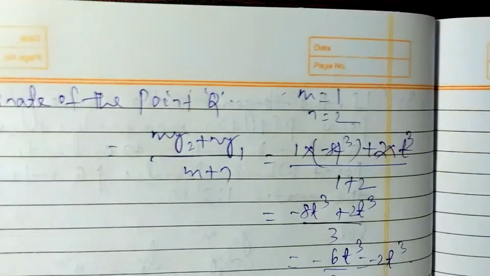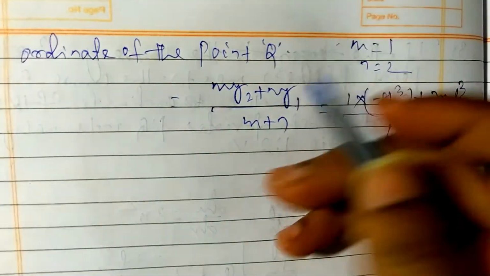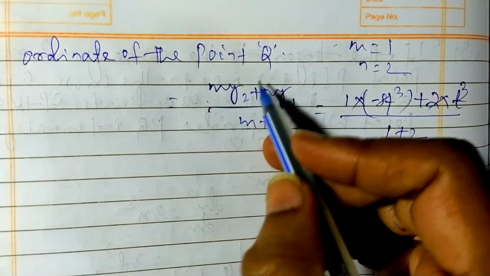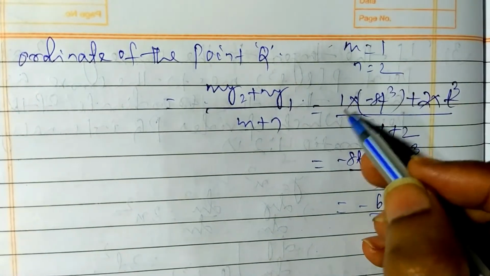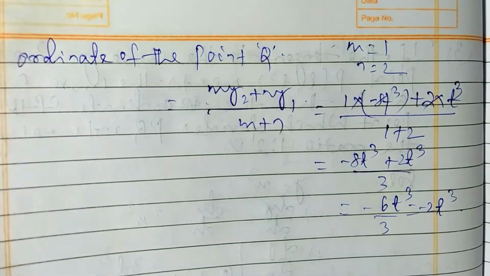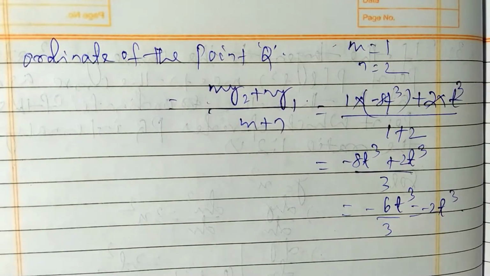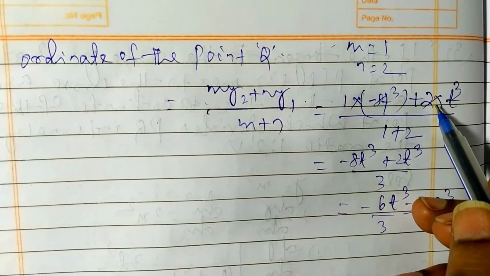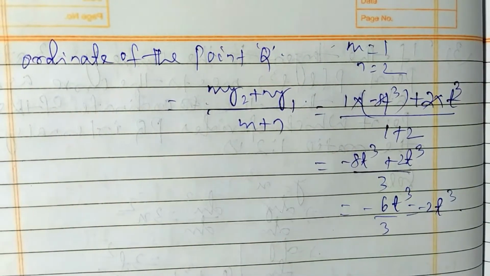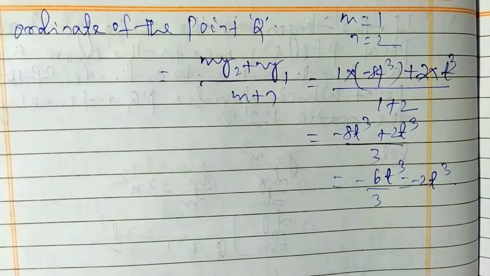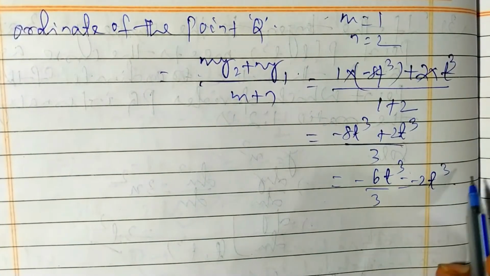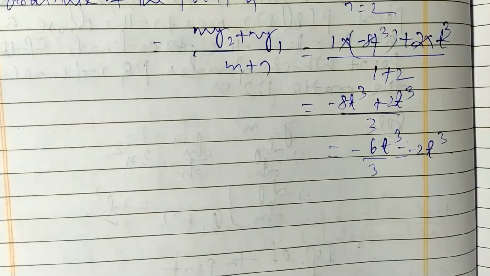So the ordinate will be, what is the formula of the ordinate? Ordinate means y coordinate: (m y2 plus n y1) by (m plus n). M is 1 into y2 which is minus 8t cube, plus n, that means 2 into y1 which is t cube, as given in the coordinates of P. That is minus 8t cube plus 2t cube by 3, that means it will become minus 6t cube by 3, that means it will be minus 2t cube.